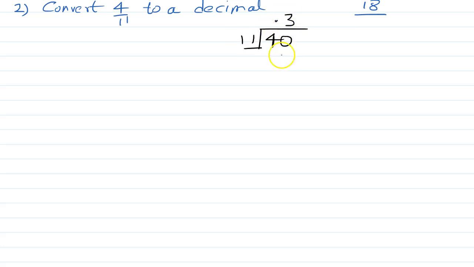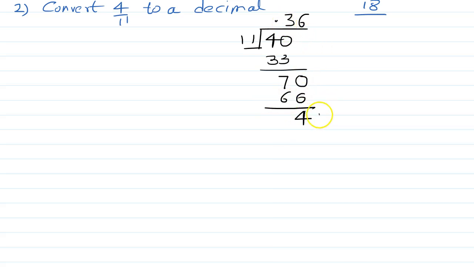So 11 times 3 is 33. 40 take away 33 is 7, because we have put the point and here is 0. The point is already there, so you can put another 0. Now 11 times 6 is 66. Now we are left with 4.